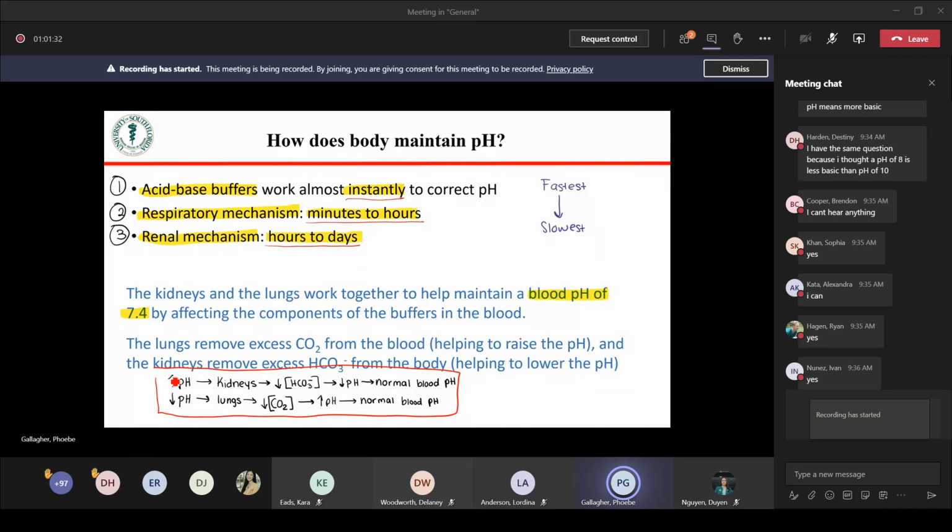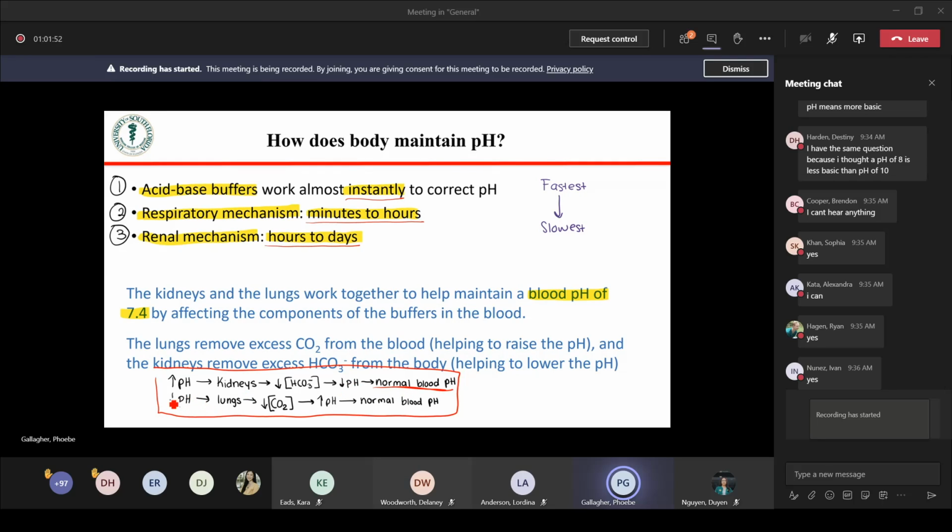So if your pH increases, then your kidneys are going to dump out a lot of bicarbonate, and that's going to allow your pH to drop. Remember, bicarb is a base, so when it decreases, it's going to drop your pH to a more acidic value, and then you go back to normal.